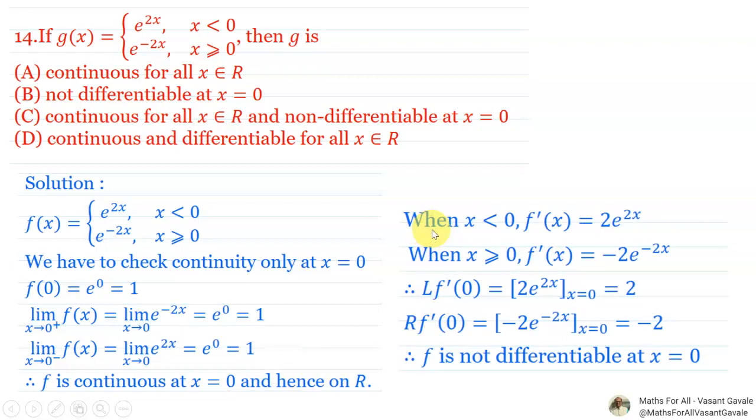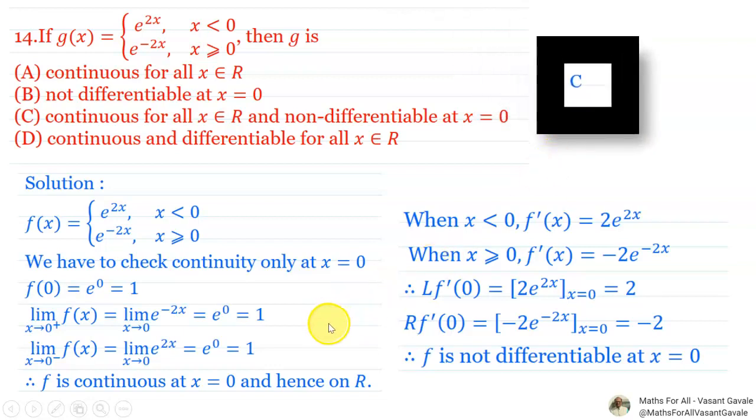Okay, now next, when x is less than 0, f dash of x equals 2 times e raised to 2x. When x is greater than or equal to 0, f dash of x equals minus 2 times e raised to minus 2x. Now the left hand side differentiation at x equal to 0 is 2 and the right hand side differentiation at x equal to 0 is minus 2. Both are not equal and hence f is not differentiable at x equal to 0, though it is continuous at x equal to 0. Okay, next, option C is the correct one.